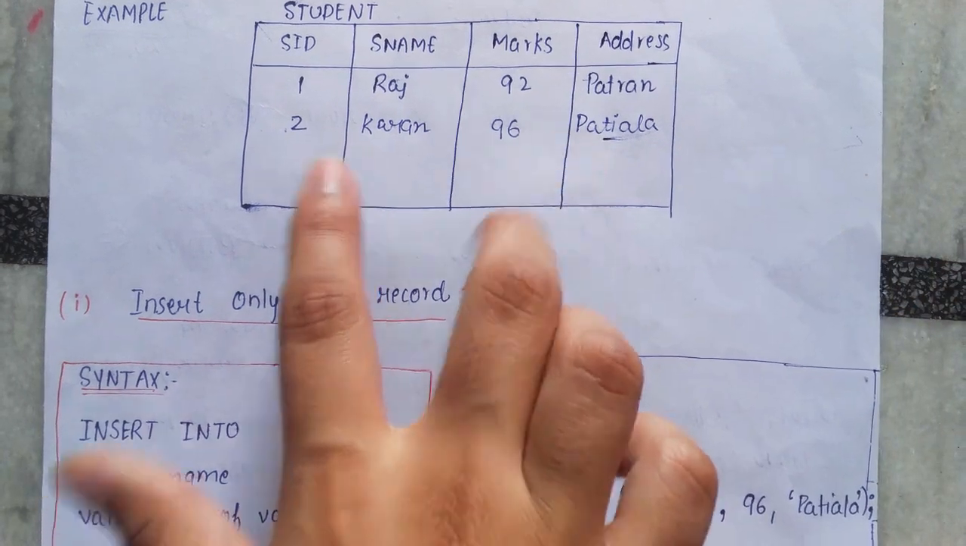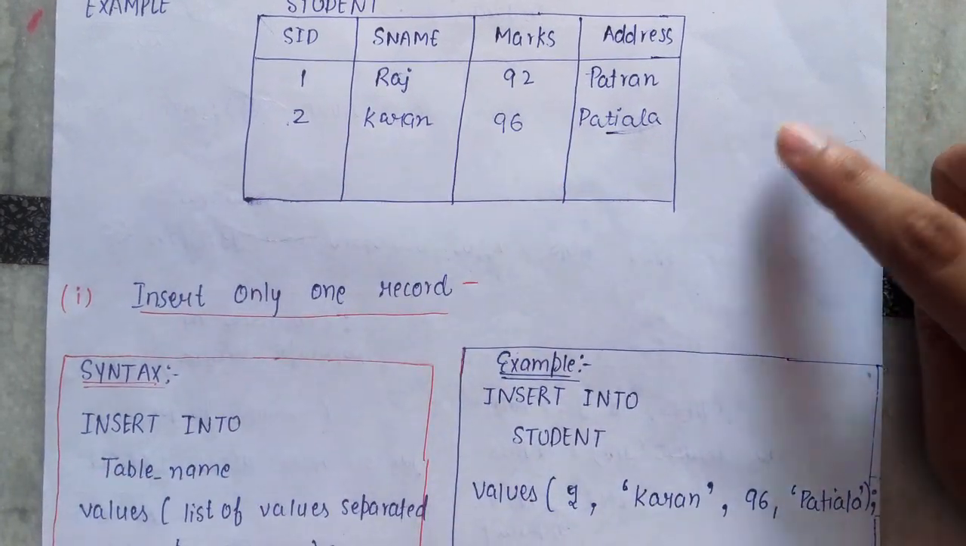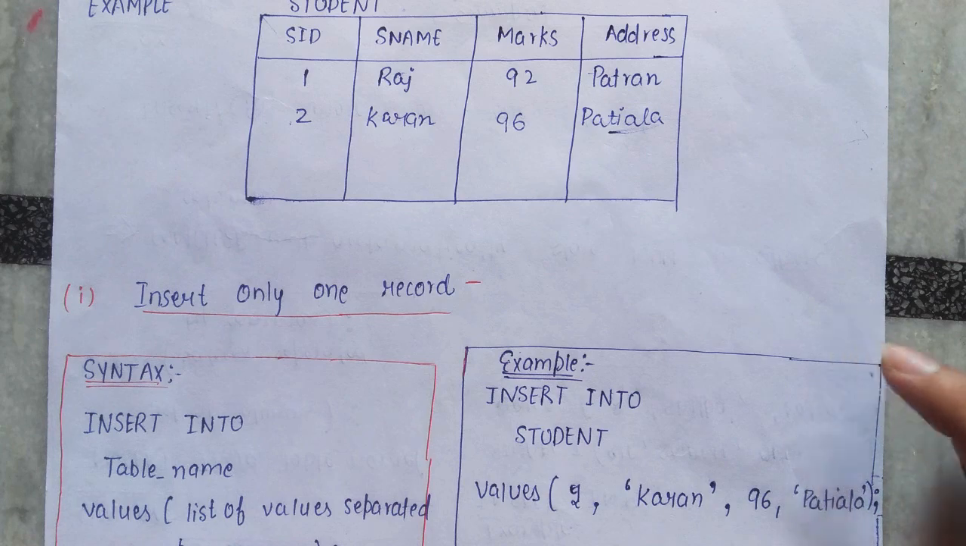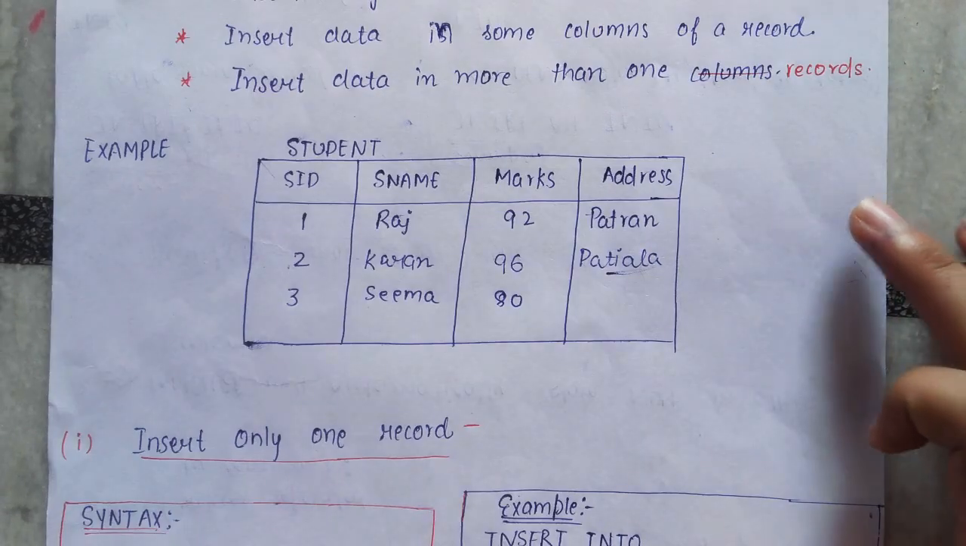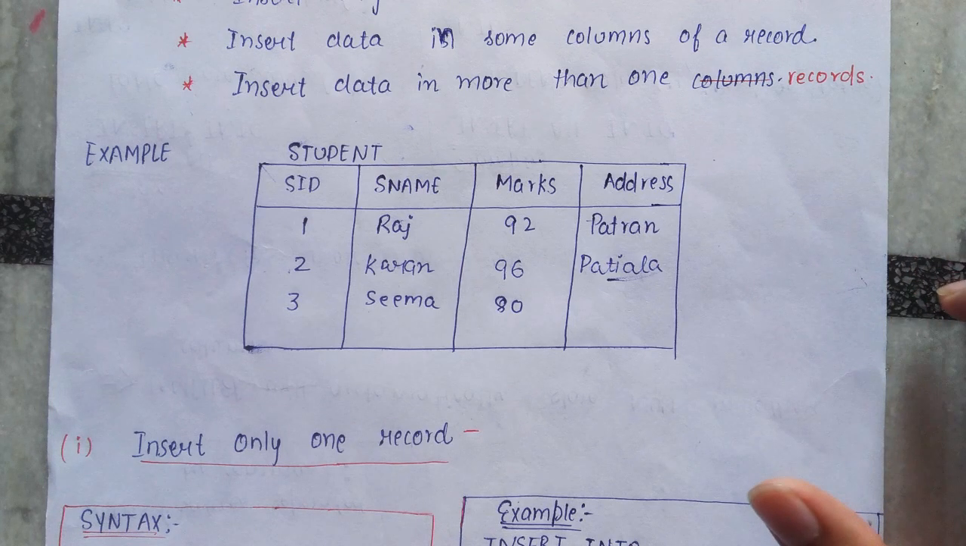Okay, so this entire record will be inserted like this in this table. This is the way we perform insertion of only a single record. Now, let us take our second case, when we want to enter our data in only some columns of a record.